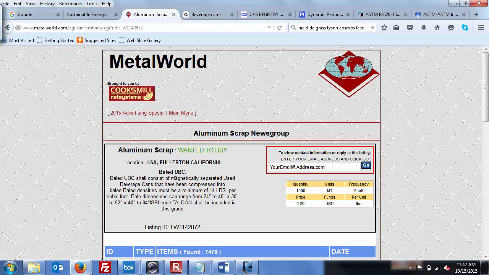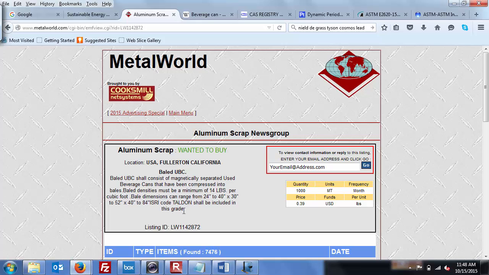We clicked out here. So these guys are in Fullerton, California, baled used beverage cans. They've been compressed into bales, and we're able to do that. Our baler here at the U can make aluminum bales, can make plastic bales. They need 1,000 metric tons per month, and they're willing to pay 39 cents a pound.